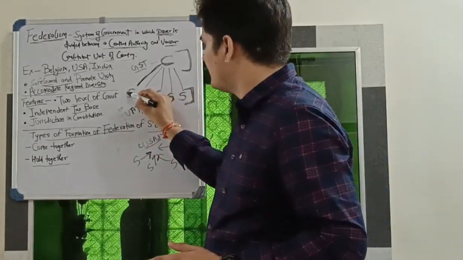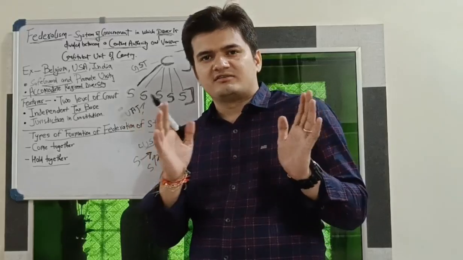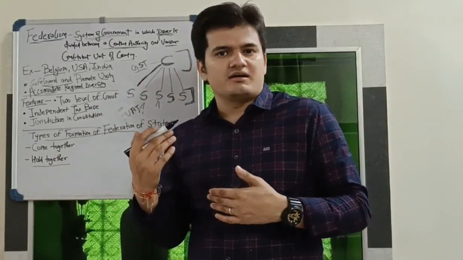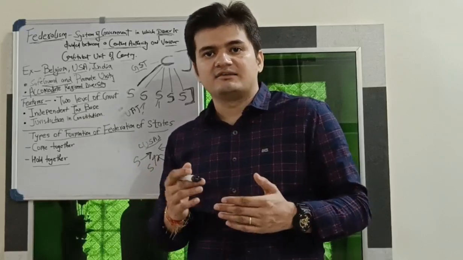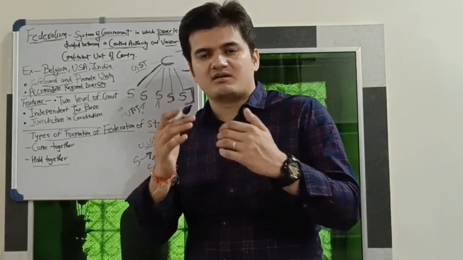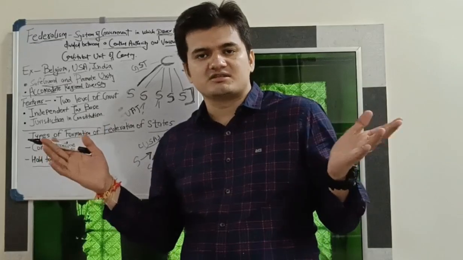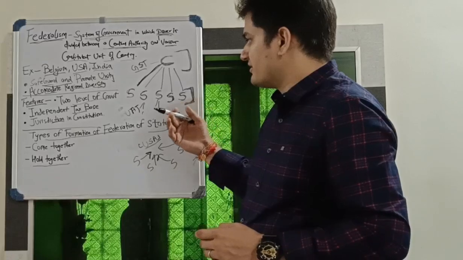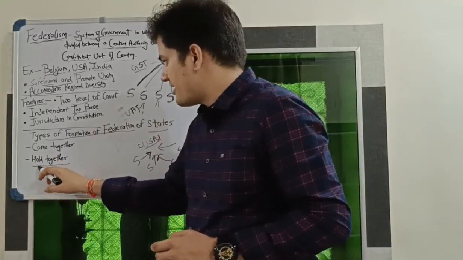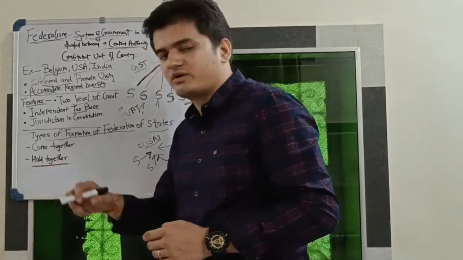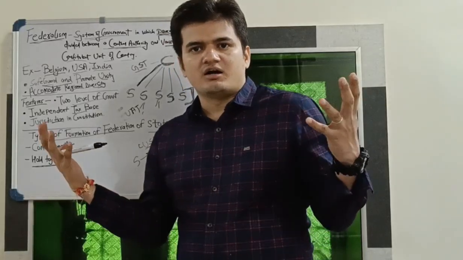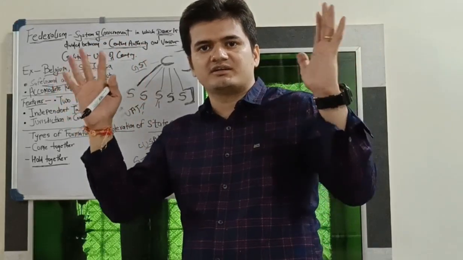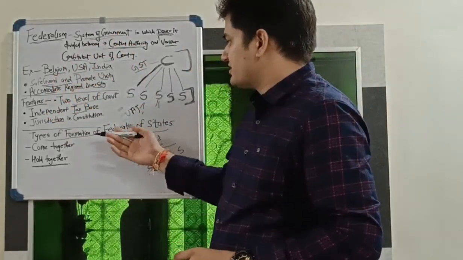Like Goa is a very small state while Uttar Pradesh is a very large state. So the legislative power of Goa is much lower than the large state like Uttar Pradesh. So these are some of the features of the type of federalism which we call hold together federalism. That means all the states are held together by the big authority, the center. So these are the types of federalism.